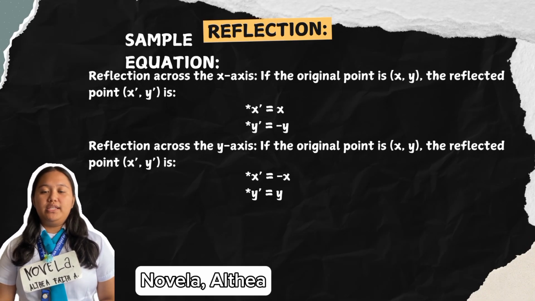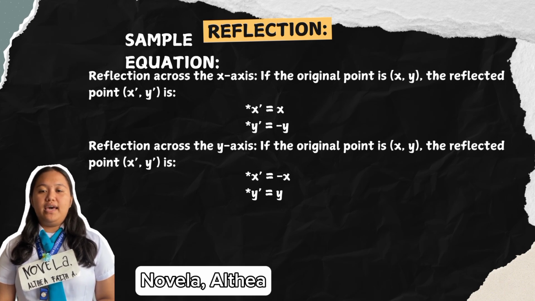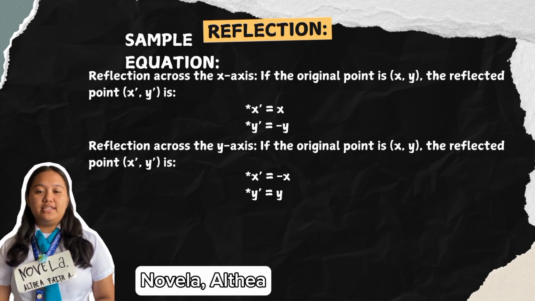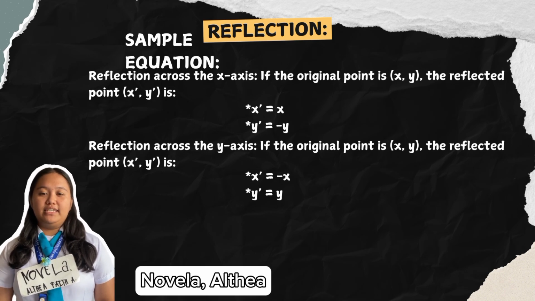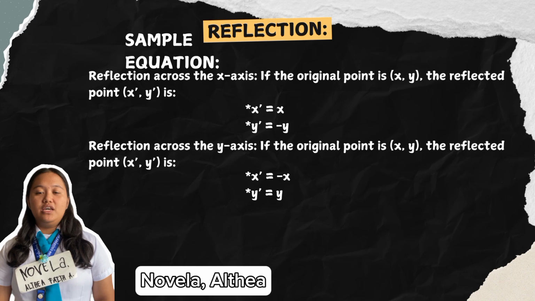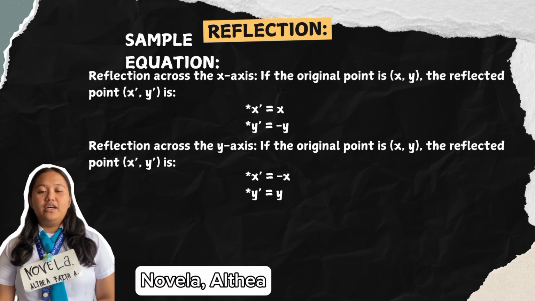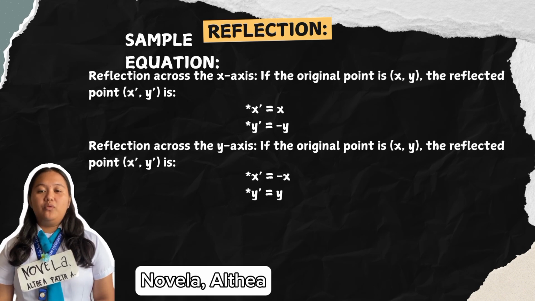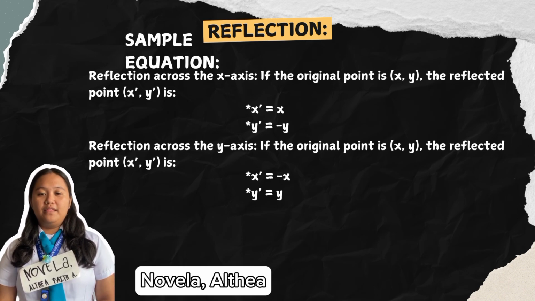If the original point is (x, y), the reflected point (x_reflected, y_reflected) is: number 1, x reflected equals x. Number 2, y reflected equals negative y. Number 2, reflection across the y-axis. If the original point is (x, y), the reflected point is: number 1, x reflected equals negative x, and y reflected equals y.